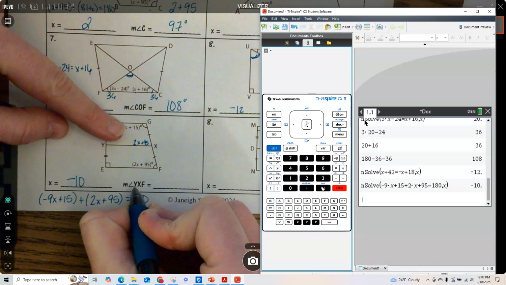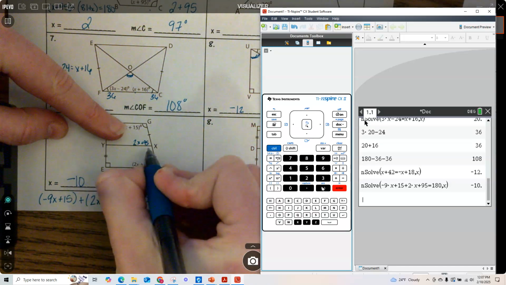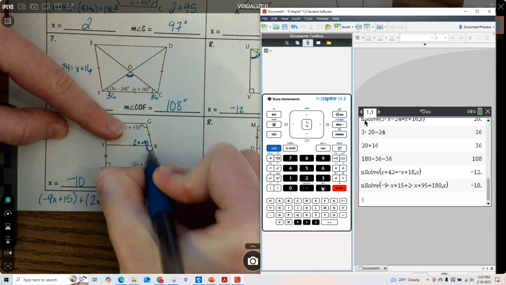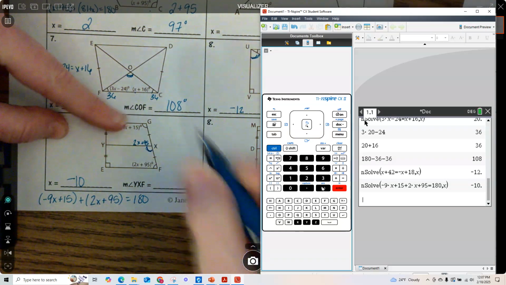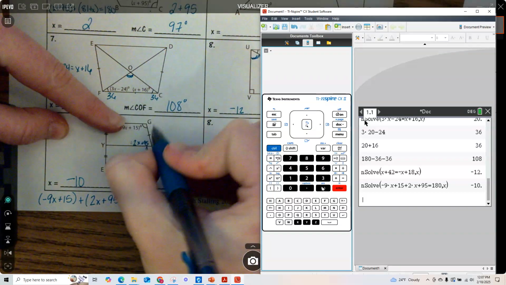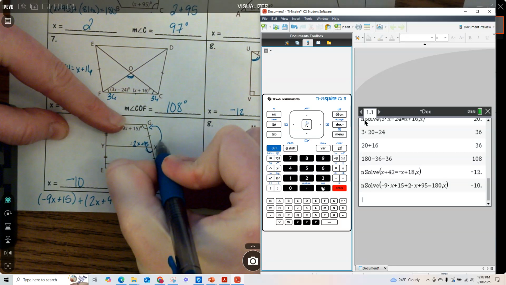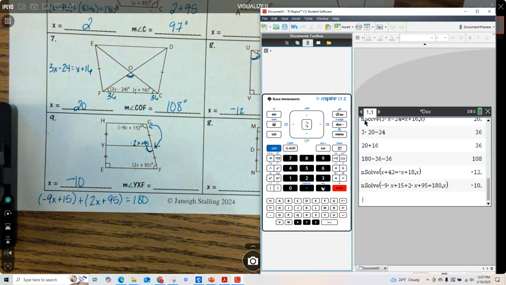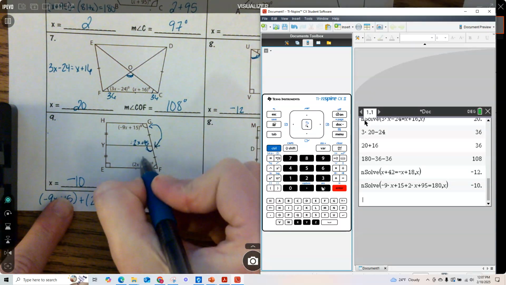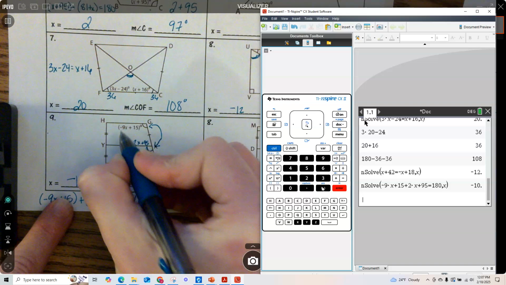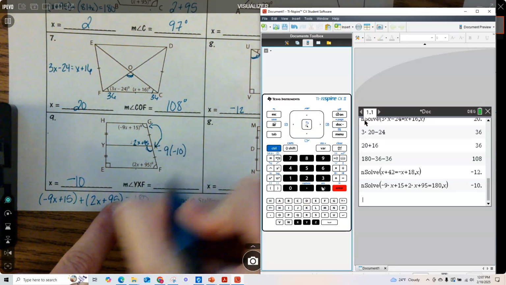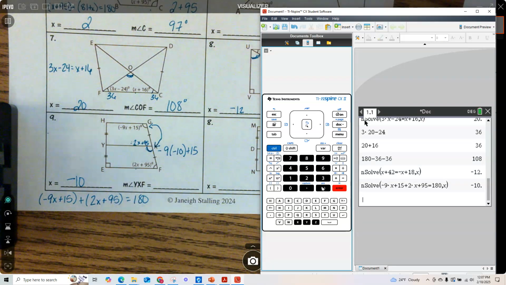And this one wants me to find the measure of YXF. Y to X to F. That's this piece. So if this one and this one were the same, then this angle here and that angle we're looking for are the same. So I can take that value and plug it into this, because I know this little piece here is also negative 9x plus 15. So I can use that expression to find the measurement.